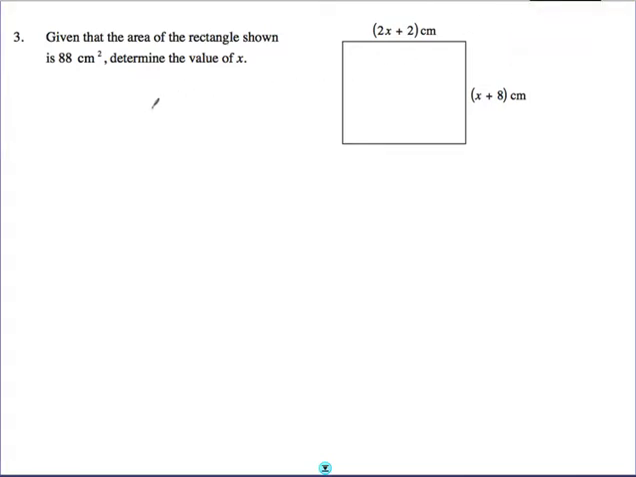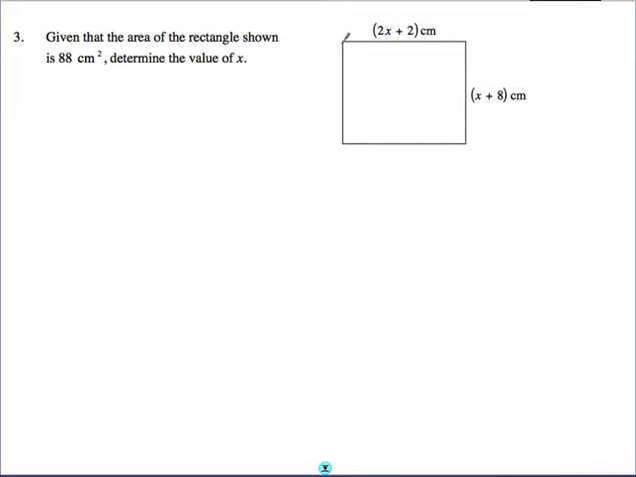Question 3. Now, this is a problem-solving question that includes algebra. Let's take a look at the question. Let's read the question. Given that the area of the rectangle shown is 88 centimeters squared, determine the value of x. So there's a value of x over here and over here that we need to find out.